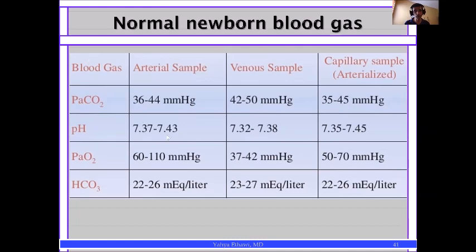I don't like to memorize it, but you can see that in the neonate the window is better. The window is wider for PO2. When you are arterial, it's higher than venous, and you can see that at the capillary level, PO2 is higher than venous. It's less than arterial.